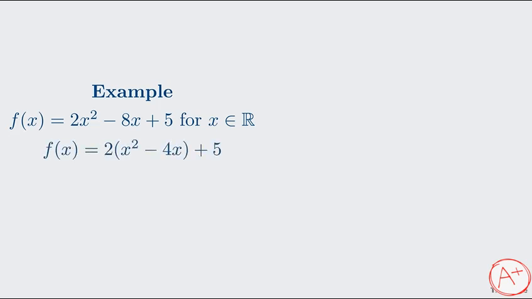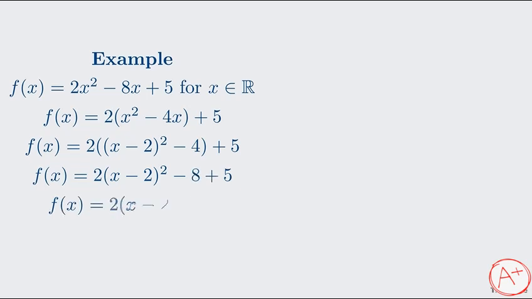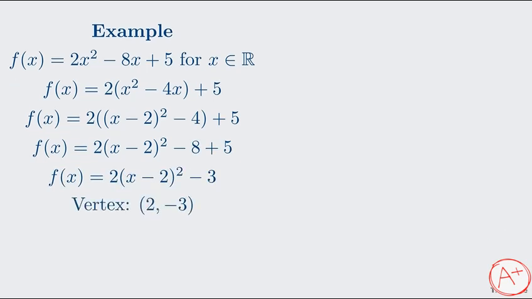Let us find the range for f of x equals 2x squared minus 8x plus 5 for all real values of x. First, we factor out the 2 from the x terms. Now, we complete the square inside the bracket. Half of negative 4 is negative 2, and we subtract its square, which is 4. Distributing the 2 gives us our vertex form. The vertex is at (2, negative 3).